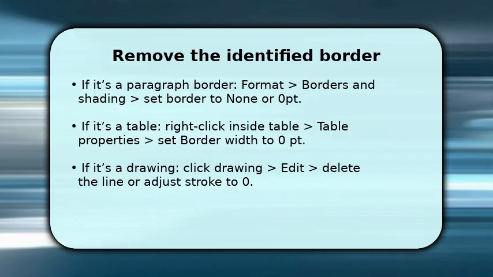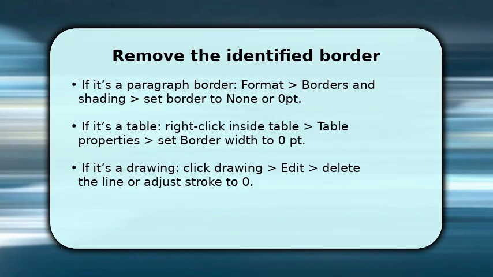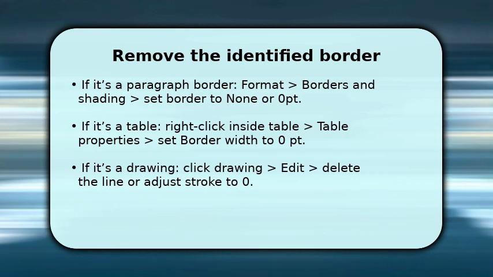For a line inside a drawing, double-click the drawing, select the line and delete it or set stroke to 0. Make sure to apply changes and click away so the document updates visually. After making the change, scroll the document to confirm the vertical line is gone across pages and sections.